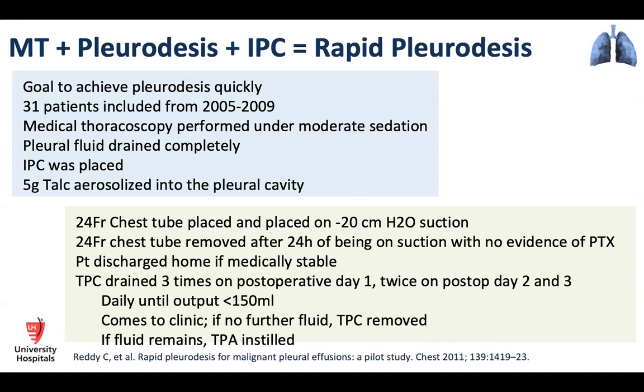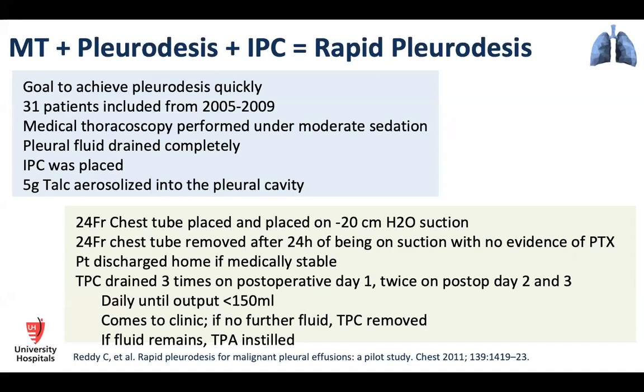The first tube, which is the large bore chest tube, is removed in the first 24 hours. Both tubes are kept to suction for the first 24 hours. And then the patient can potentially be discharged home in 24 to 48 hours with daily drainage of the IPC on postoperative day 1, 2, and 3. The idea is to keep the space as dry as possible to make sure that the visceral and parietal pleura stick to each other and successful pleurodesis is achieved.